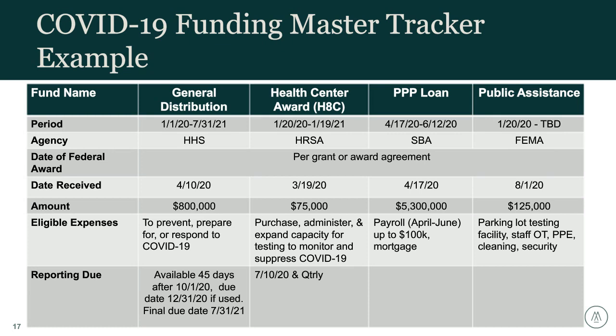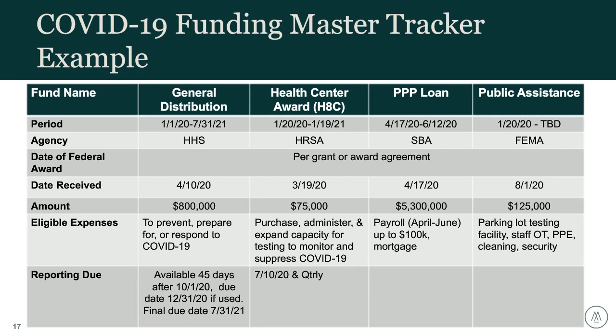show what's the name of the fund, what period does it cover, what agency gave it to you, what was the date that you received it, and what is the official date of the federal award. That information might be forthcoming. And then, of course, what was the amount that you received? I put nice round numbers on here. I'm sure you got not nice round numbers.